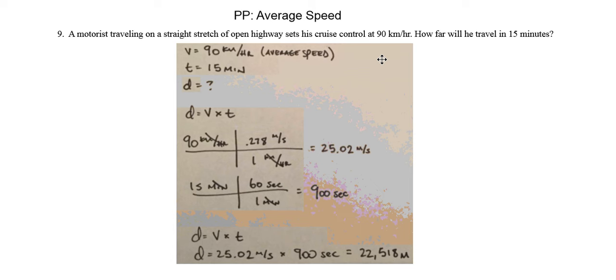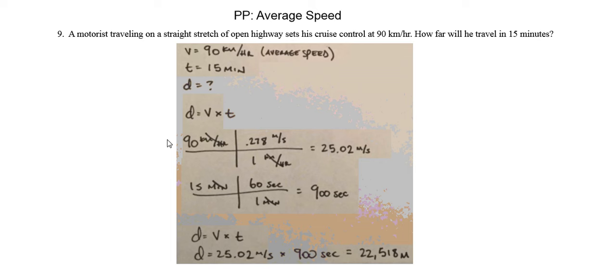So again, we're using average speed here because he has cruise control and he's not speeding up or slowing down, so that 90 kilometers per hour is his speed the whole time, so it's an average speed. The time he traveled was 15 minutes. So because it's average speed, we can use a variation of v equals d over t. In this case, it's d equals v times t.